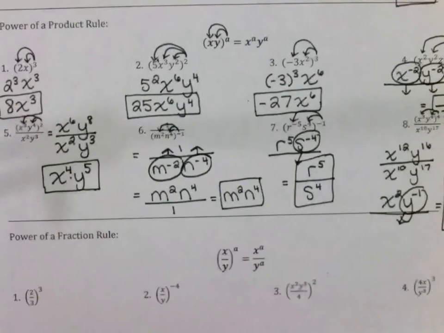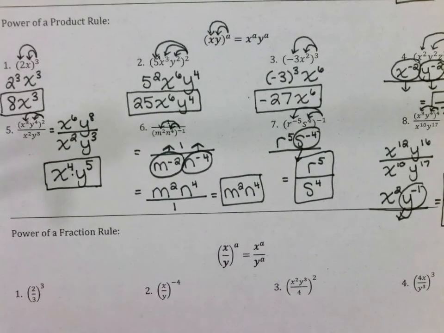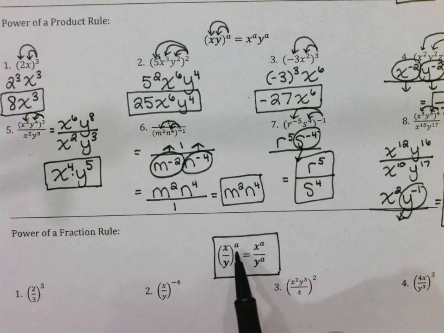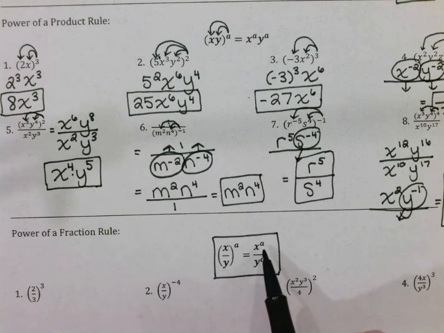Okay, on to the last rule here. We have the power of a fraction rule. Again, these are all really similar, all very much related. So this one is saying if we have a fraction raised to a certain exponent, we have to apply that exponent to the numerator and the denominator. So x over y to the a power becomes x to the a over y to the a.